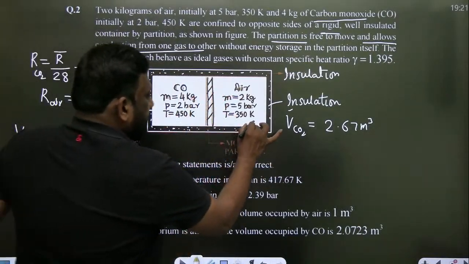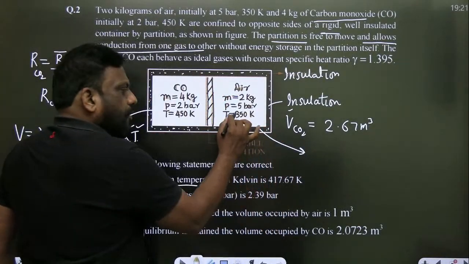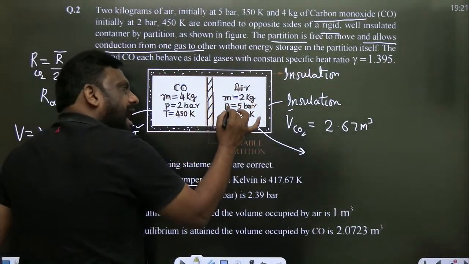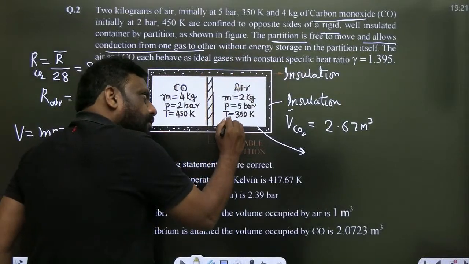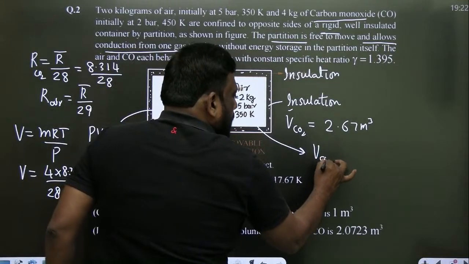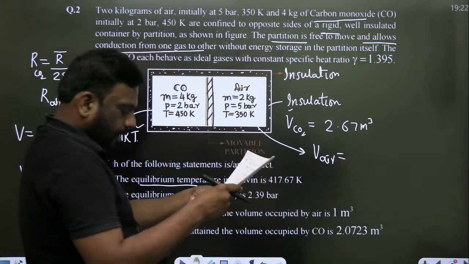So similarly, I'll calculate the volume of air. What is the volume of air? Again I use the same equation, mRT by P. m is known, R of air is 0.287, T is known, divided by P. P should be 500 kilopascal. So if I calculate, I'll also get the volume of air. Anyone? What is the volume of air?